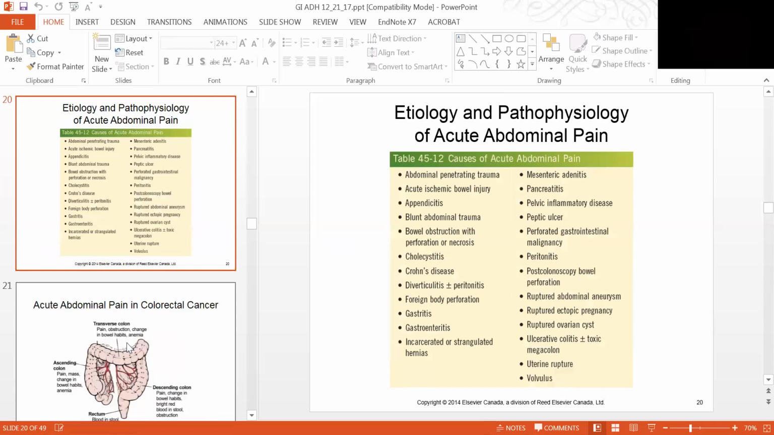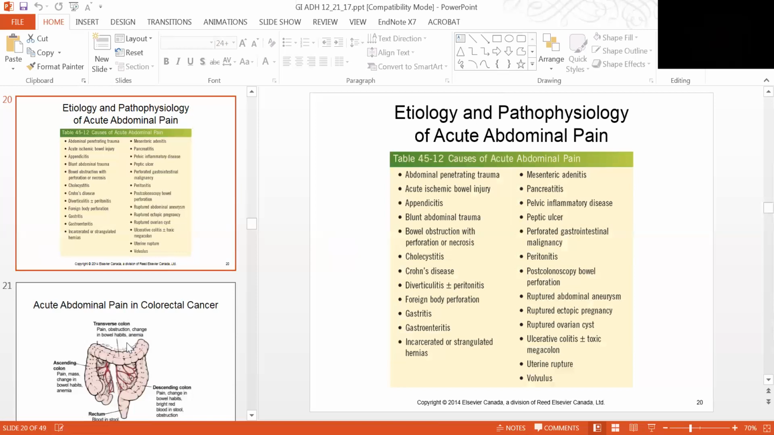Of course, it's quite obvious when they have a stab wound to the abdomen, or a gunshot wound to the belly. Those are quite obvious. Acute ischemic bowel injury. Oh my gosh, bowels can become ischemic and gangrenous very quickly. Sometimes it's a twist in the bowel, or a volvulus is the other word for it. Or it could be what they refer to as an intussusception. So the bowel actually sort of goes in on itself.